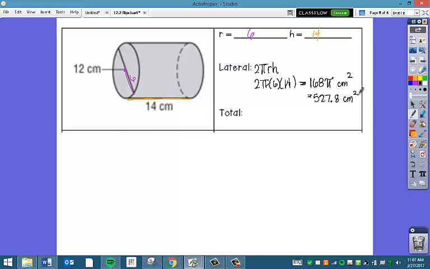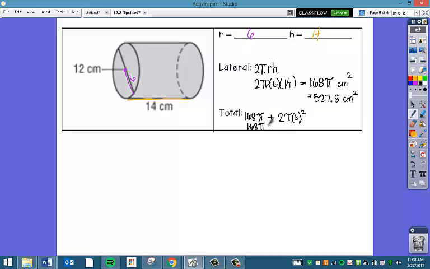So then to find my total surface area, I'm just going to add in my two bases. So I will use the 168 pi for my lateral surface area. And then I'm going to add in two circles. My top circle, my bottom circle. My bases are circles. So 2 pi times my radius squared. 2 pi r squared. So 2 times 6 squared is 72 pi.